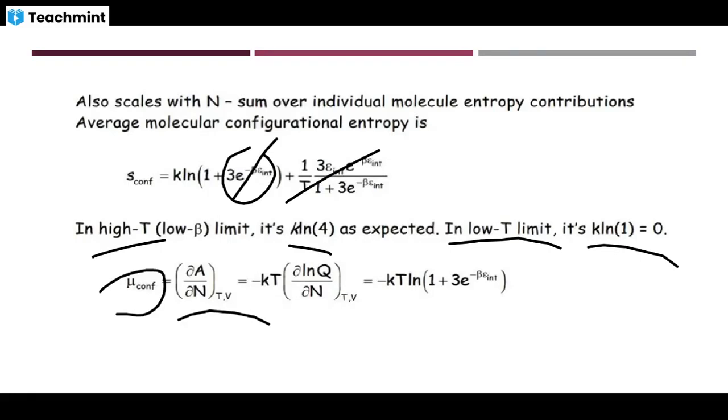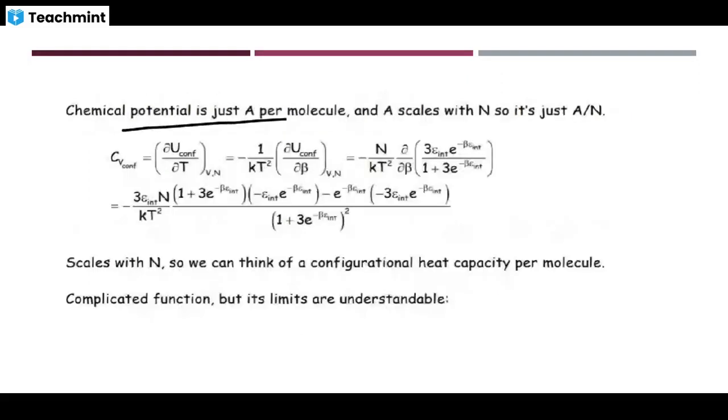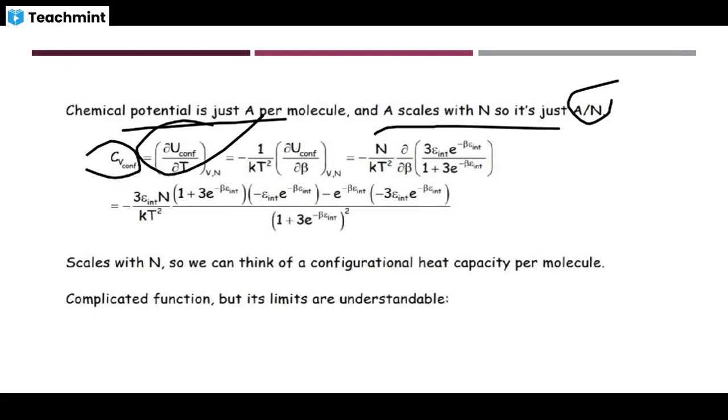So these are mathematics you should know. Mu configuration is nothing but differentiating A with respect to N. That is the mu configuration. So chemical potential is just A per molecule. A scales with N, so it's just A by N. Okay. Cv is nothing but dou U by dou T. Differentiating with respect to temperature, you get the answer.